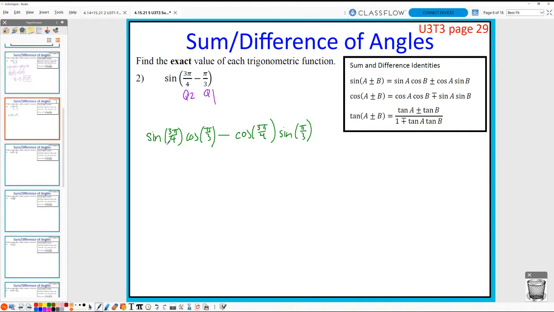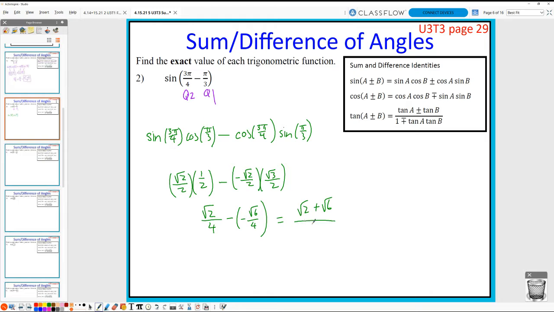Sine of 3 pi over 4, sine is positive in the second quadrant, so this is still root 2 over 2. Cosine of pi over 3 will be 1/2. Minus cosine is negative in the second quadrant, so this is negative root 2 over 2. Sine of pi over 3 is root 3 over 2. Simplify, so I have root 2 over 4 minus a negative root 6 over 4. So this is going to be root 2 plus root 6 all over 4. So it's actually the same value as earlier.